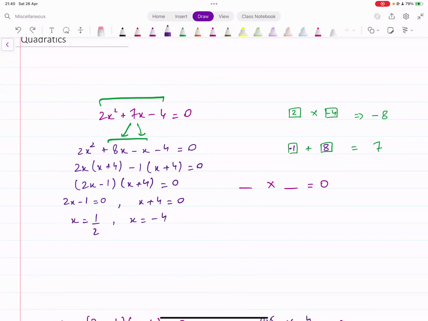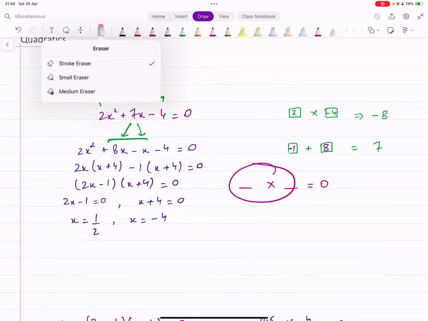Now, at this point, this is something that you must understand. You have two things multiplying. When you have two things multiplying and the result is equal to 0, that means necessarily either the first thing is equal to 0 or the second thing is equal to 0. When you have a product, the result can only be 0 when at least one of those expressions is equal to 0, right? So either the first is 0 or the second is 0.